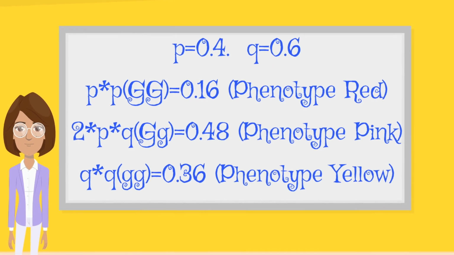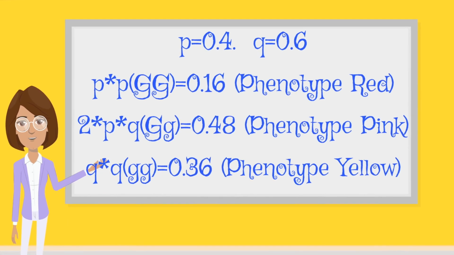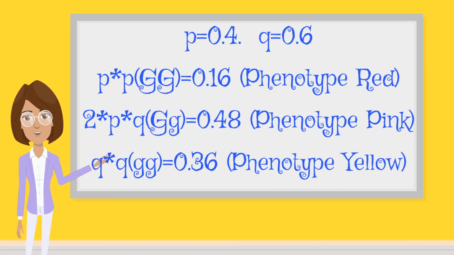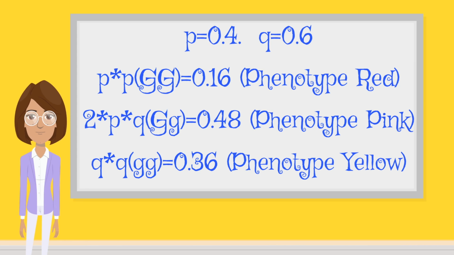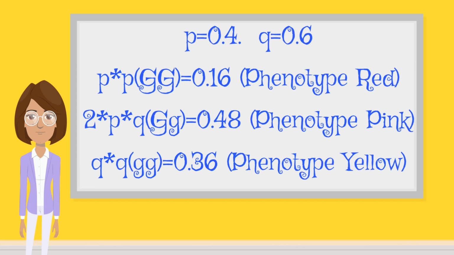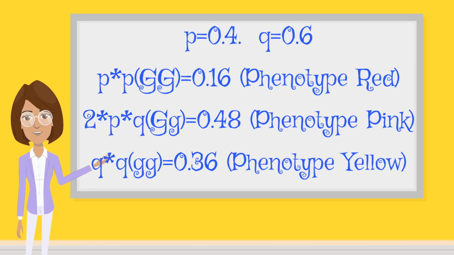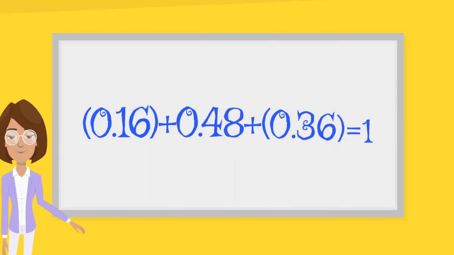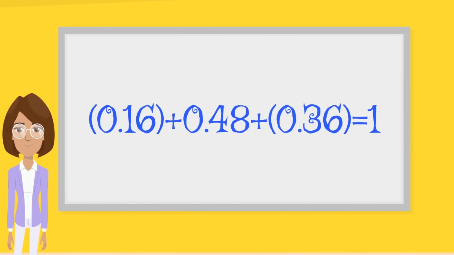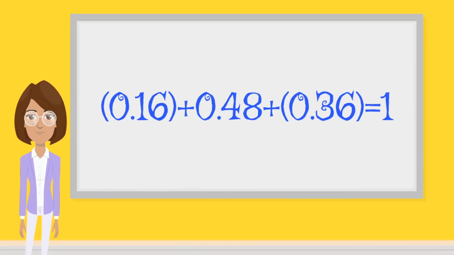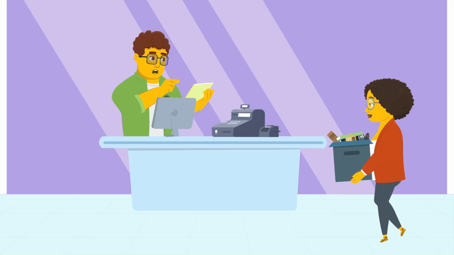The value of p squared and q squared is the frequency of homozygotes, and the value of 2pq is the frequency of heterozygotes. Let's assume in Bob's society, the frequency of big G allele is 0.4, the frequency of little g allele is 0.6, which makes the frequency of the p squared genotype 0.16, the frequency of 2pq is 0.48, and q squared is 0.36, which adds up to 1. This means Bob's society is in Hardy-Weinberg equilibrium.